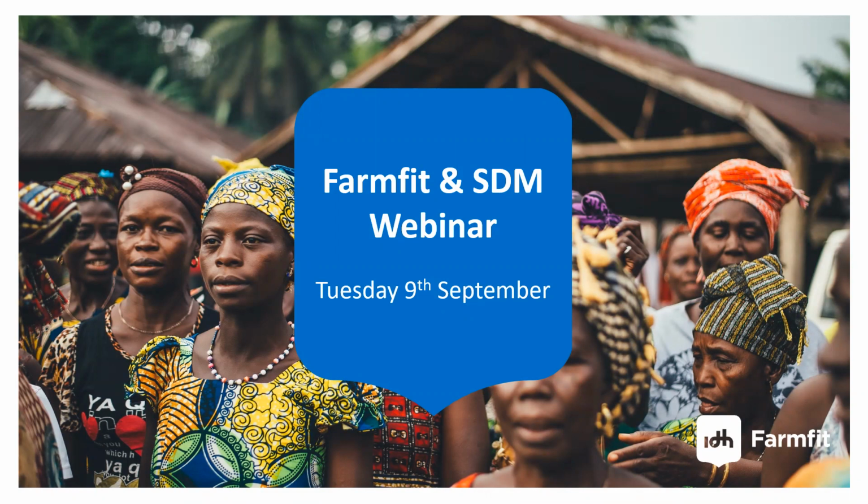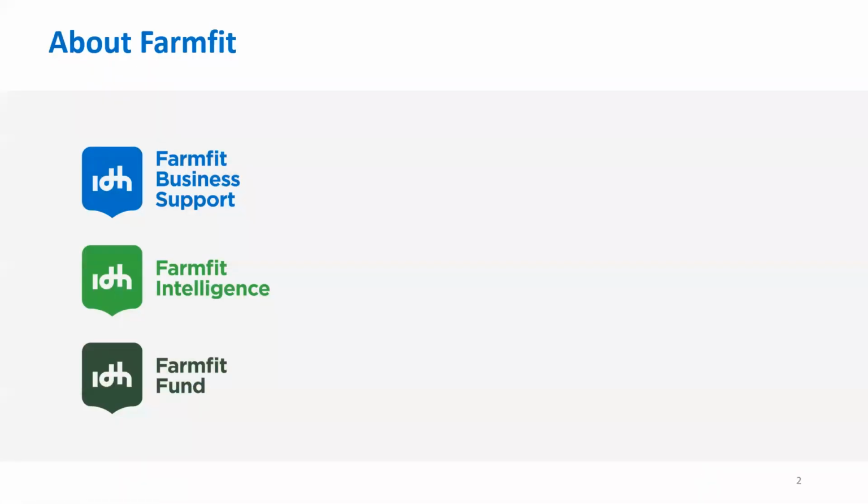Exactly. And probably there may already be some confusion: what are all these different elements of FarmFit? So let's just kick it off. Basically, there are three elements of FarmFit: FarmFit business support, FarmFit intelligence, and FarmFit funds. In this webinar, we're only going to focus on the first two. You will learn a little bit more about what these are made of, what the difference is, and how you will work together with us.